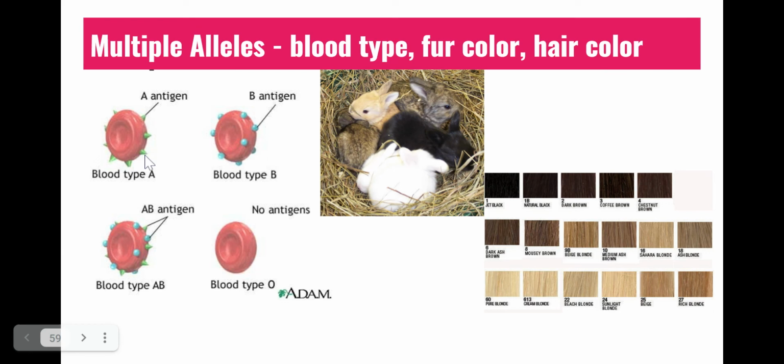But what we're talking about with multiple alleles is they've given you a nice visual here. The green spikes would be your phenotype for one. The blue circles would be your phenotype for another. And the lack of those would be a third allele, or third version of the gene.